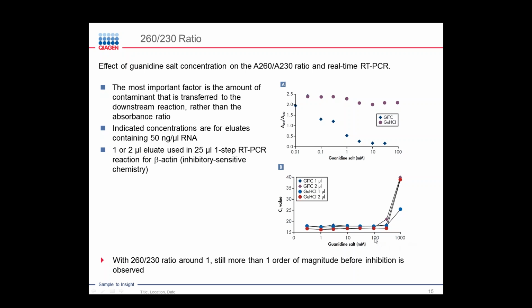Inhibition of RT-PCR is observed at concentrations around 100 to 300 millimolar and higher. The correlating 260/230 ratio for guanidine isothiocyanate at this concentration would be below 0.5. That means with a 260/230 ratio around 1, this is still more than 1 order of magnitude before inhibition is observed.